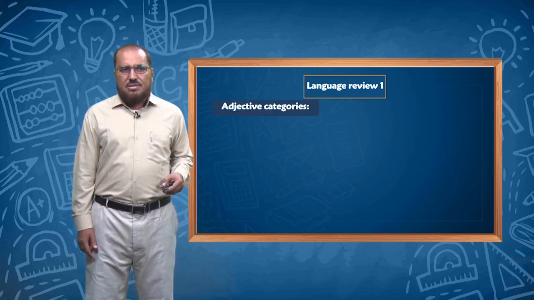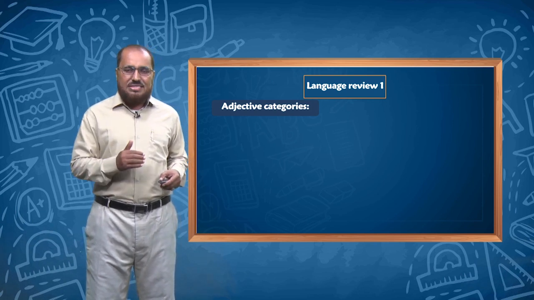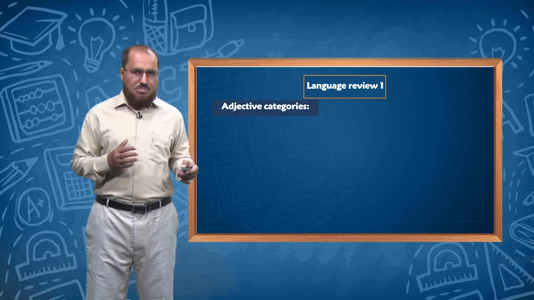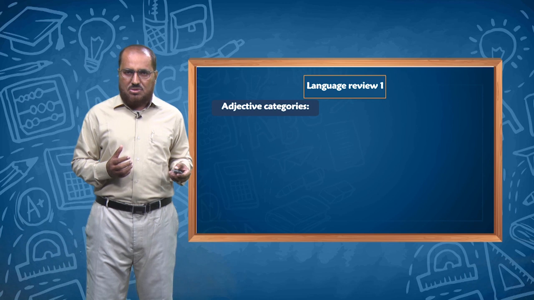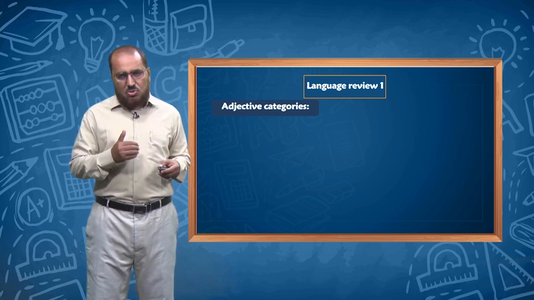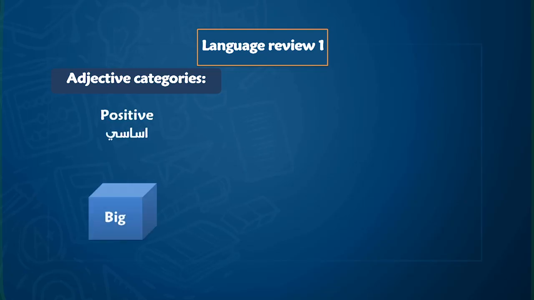Comparison. Before starting the comparison, let us have a look at the adjective categories, because we need the adjective categories in comparison, to compare things, to compare people, to compare anything. Let's start. What can we say about the first category? It is positive. Look at this box, it is big. Positive is the category used to describe something by its own.